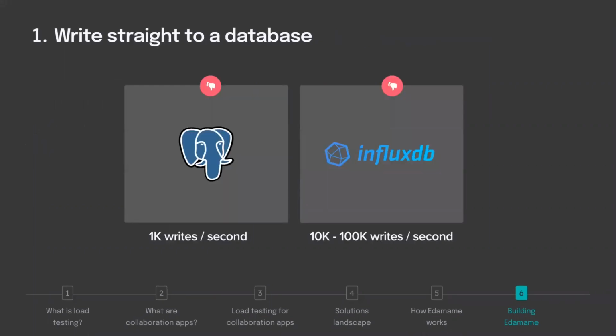So the first method that I mentioned is writing the raw data straight to a database. As you can see, Postgres can handle about 1K writes per second, and even InfluxDB, which is a very performant time series database, handles around 100K writes per second. So it is actually possible to improve the number of writes from a database perspective through techniques like sharding, but that would have added a lot of complexity, and so it wasn't a path that we ultimately decided to go down.